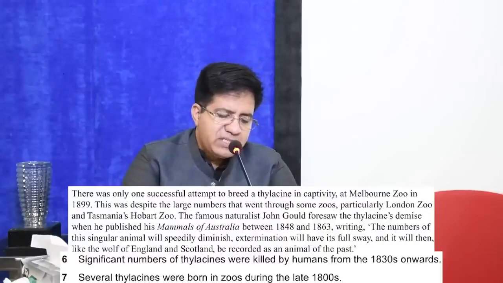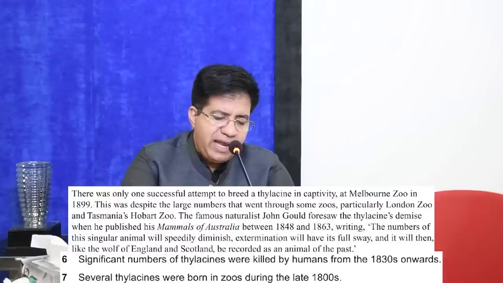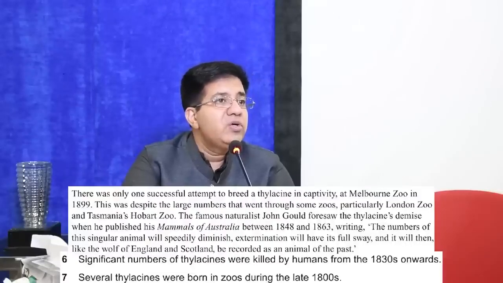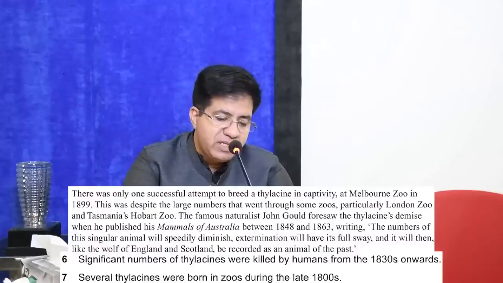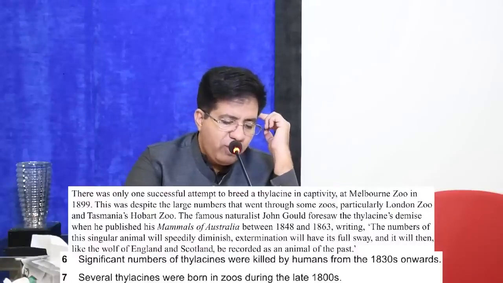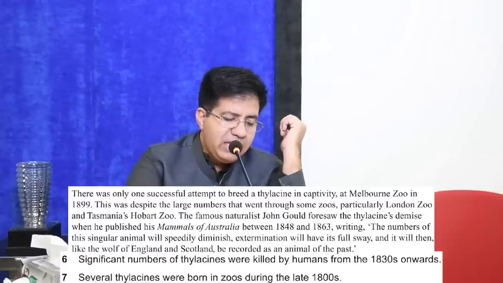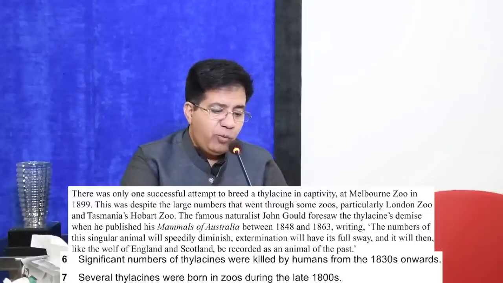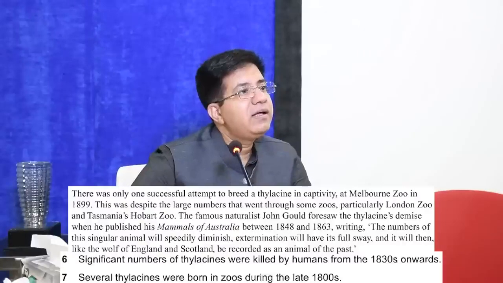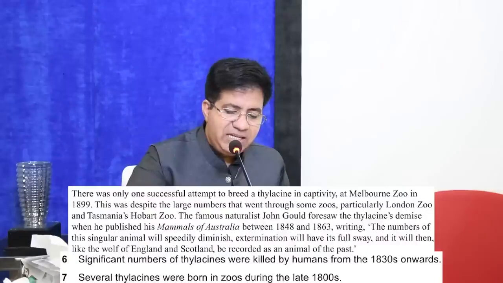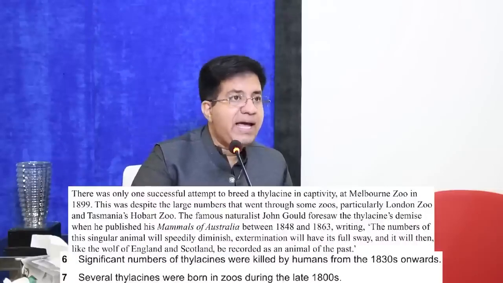There was only one successful attempt to breed a thylacine in captivity. Captivity means in the zoo. There was only one successful attempt to breed a thylacine in captivity at Melbourne Zoo in 1899. Now, what is 1899? It's late 1800s, not early 1800s. And then they use the word several thylacines.